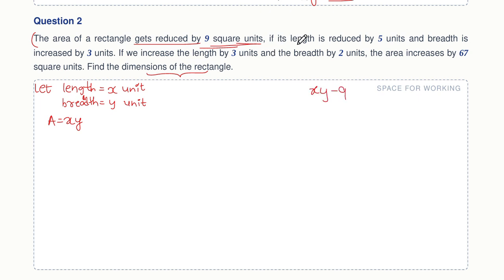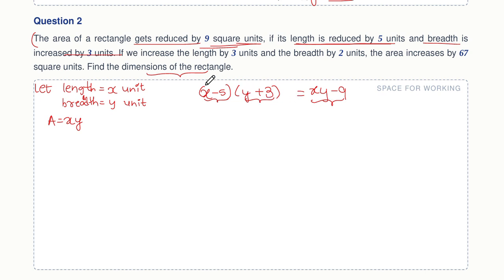Okay, when the length is reduced by 5, so length means what? X. Okay, so area reduced by 9 units means xy minus 9, that is on the right hand side. So when this happens, length is reduced by 5, so length means x, reduced by 5 means x minus 5, and breadth is increased by 3 units, so breadth is y, increased by 3 means plus 3. So when this changes, the area is reduced by 9.